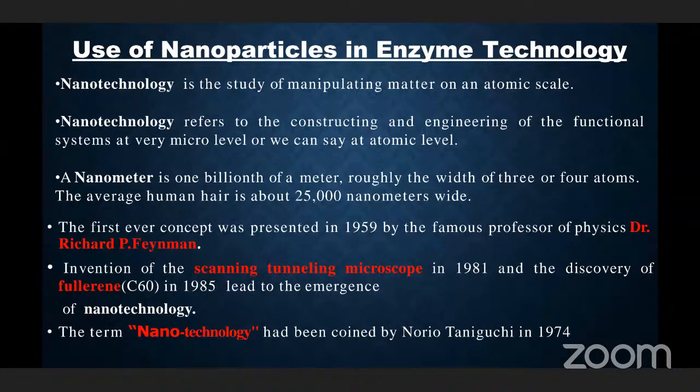The first concept was presented in 1959 by the physicist Dr. Richard Feynman. Nanotechnology is a multidisciplinary branch. It is not only about biology or physics or chemistry; it involves all these subjects. The invention of the scanning tunneling microscope in 1981 and the discovery of fullerene in 1985 led to the emergence of nanotechnology. The term itself was coined by Norio Taniguchi in 1974.